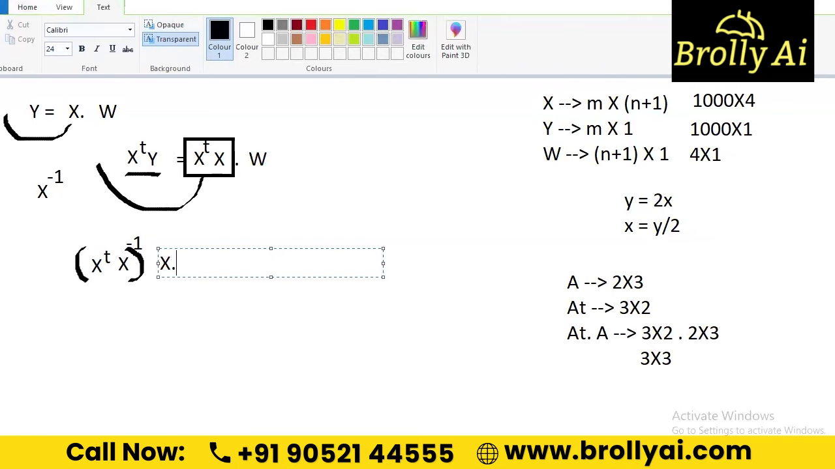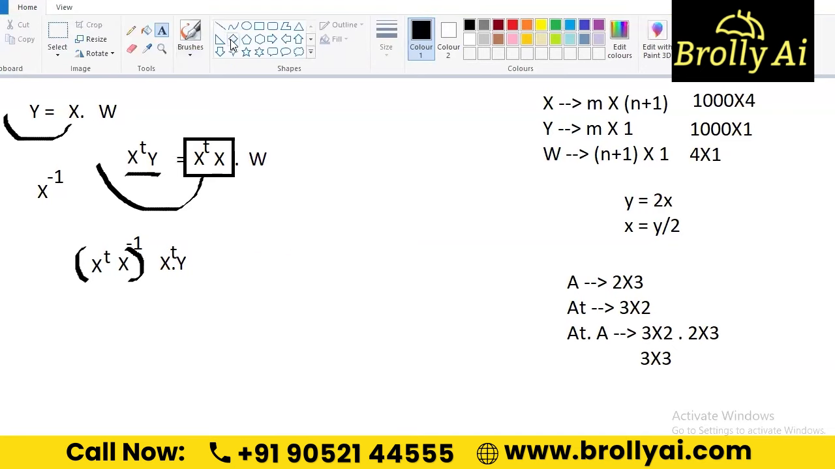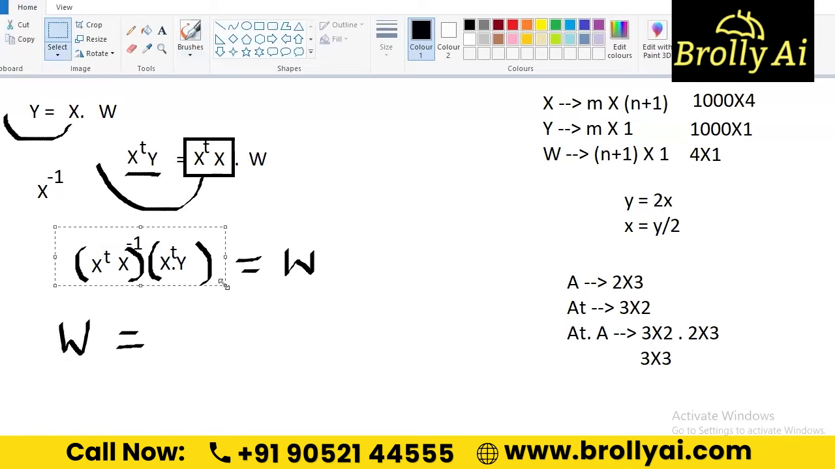X transpose dot. It's not x, it's x transpose. This is another expression. Finally, we got the result. Now let's reverse this entire thing. W equal to... sorry. Let me keep this.